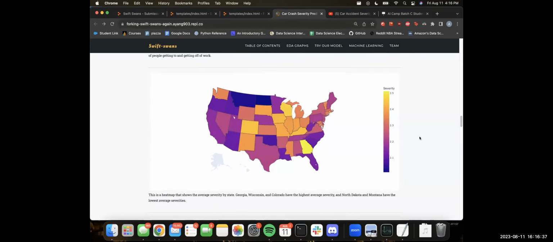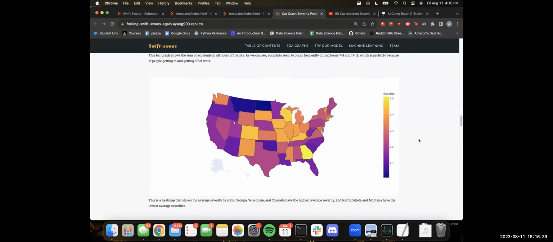Also, this is a heat map of mean accident severity across the states, and it's easy to visualize since you can see the US and the different states. The more yellow colored ones have a higher severity, and the more blue ones have a lower mean average severity. So you can see Georgia has the highest severity out of all of them, and places like North Dakota have the lowest.